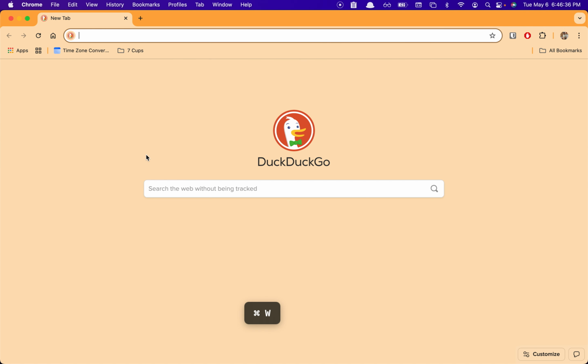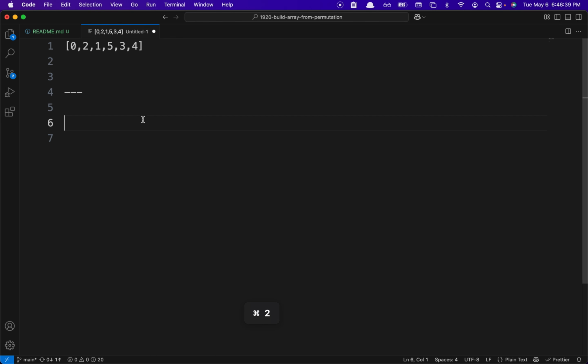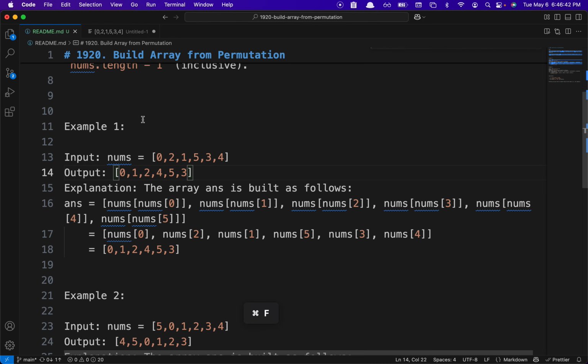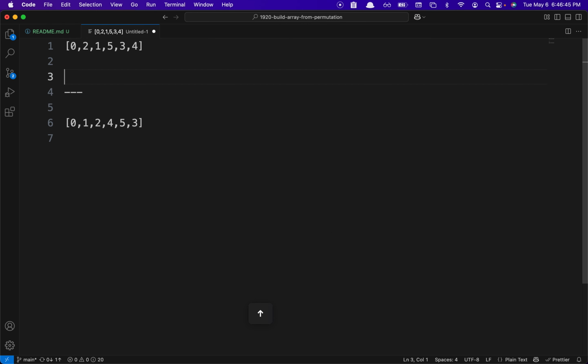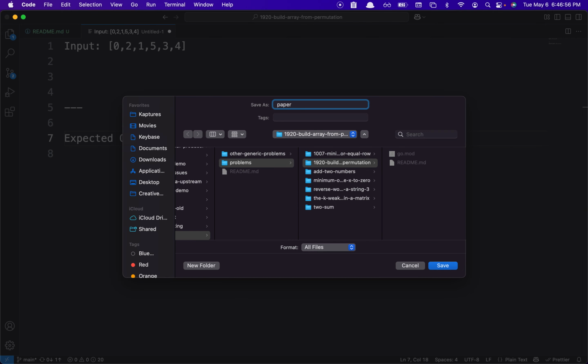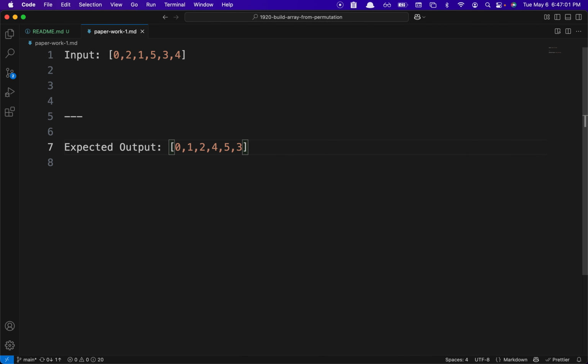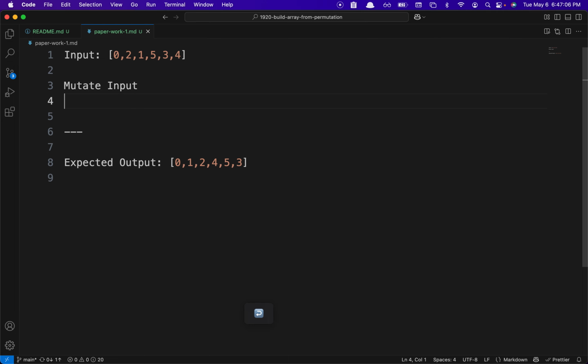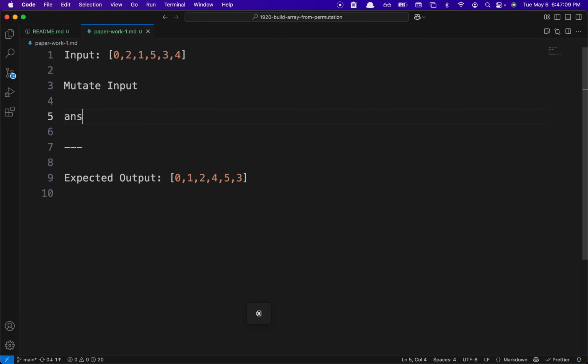Right? And I'm going to close this up, and this is the final thing that we need, right? How do we get this by just changing this input? Expected output is this. So this follows as paper one, and so mutate input, right? Now nums of i is equal to nums of nums of i.